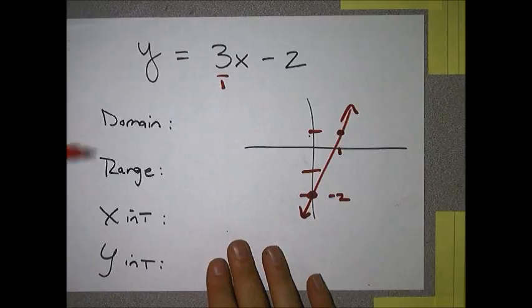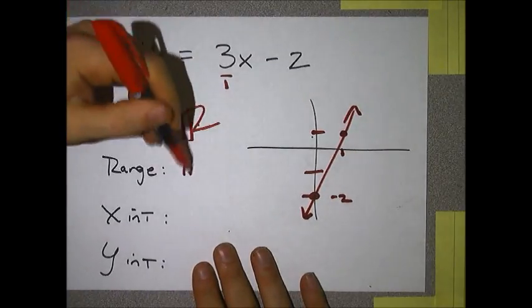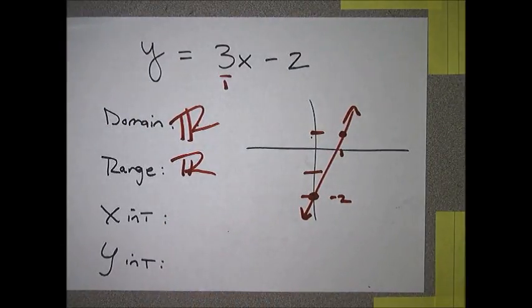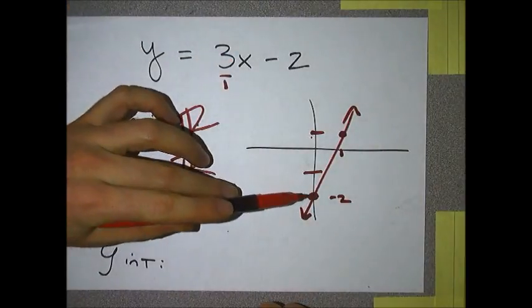We learned that the domain and range of any line is all real numbers. So each one of these is all real numbers. For the x and y intercept, whatever intercept I want to find, I let the other letter be equal to 0. So if I want to find the y-intercept, I would let x be equal to 0. But we already know the y-intercept from where we started with, right?